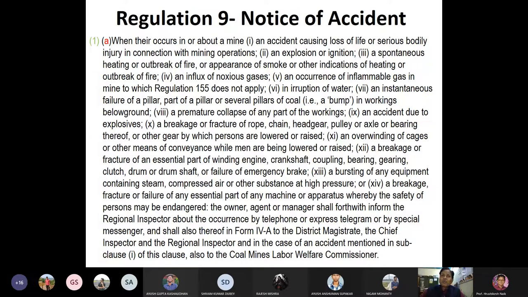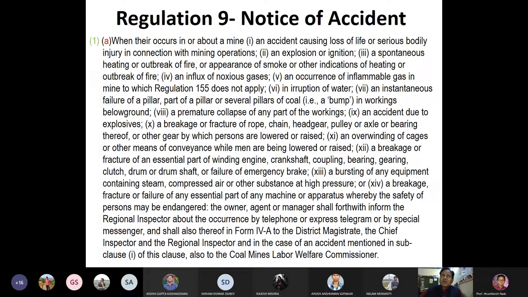Therefore, the owner of the mine, agent of the mine, or manager of the mine shall forthwith inform the regional inspector of the mines. If any accident has taken place in your mines, you have to immediately inform the regional inspector of the mines in DGMS, Director General Mine Safety.